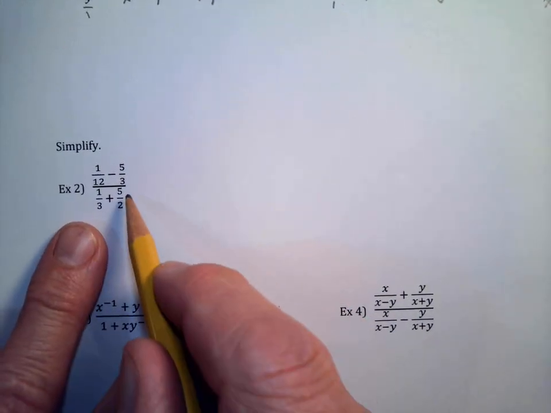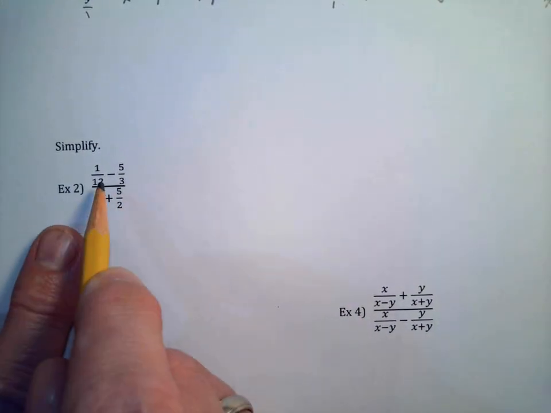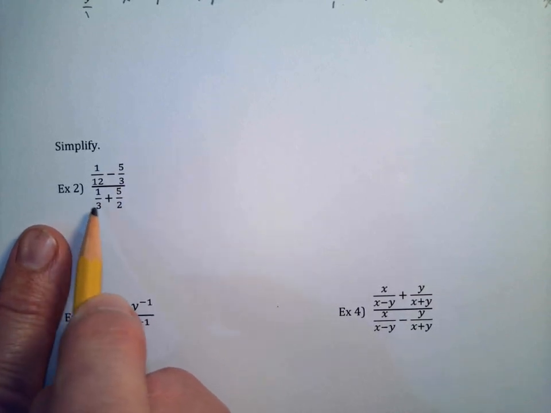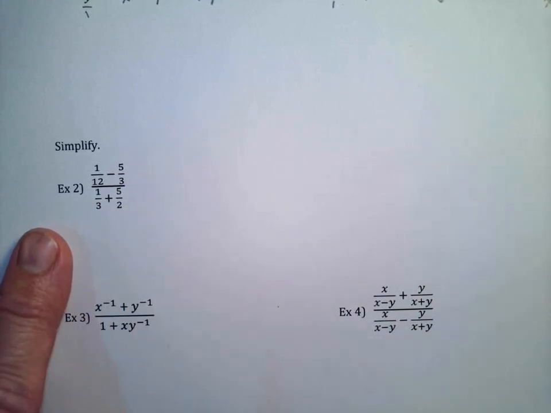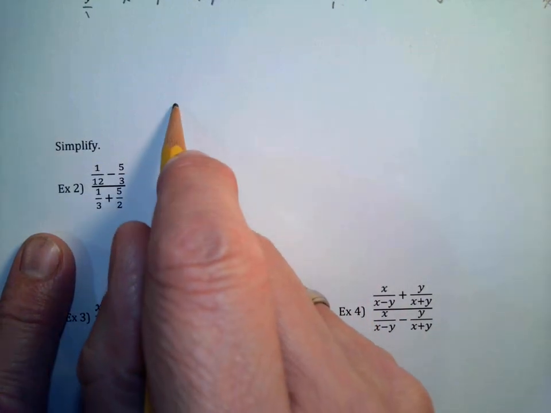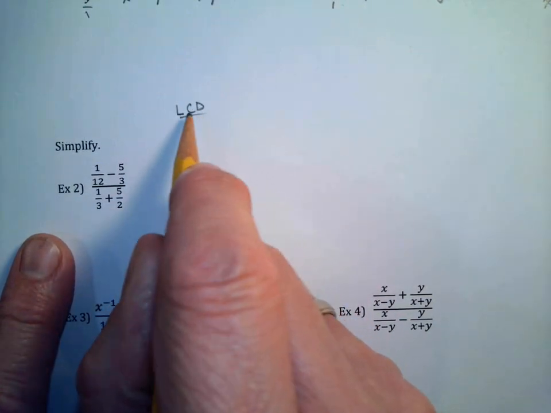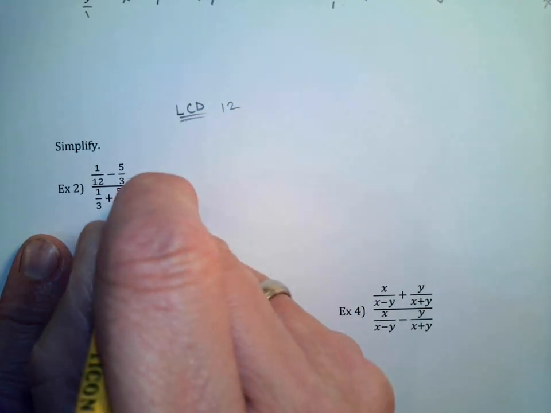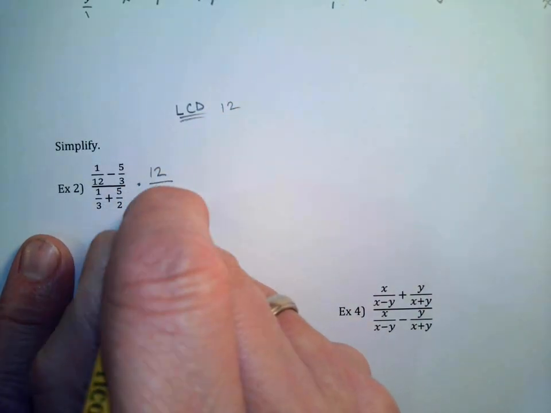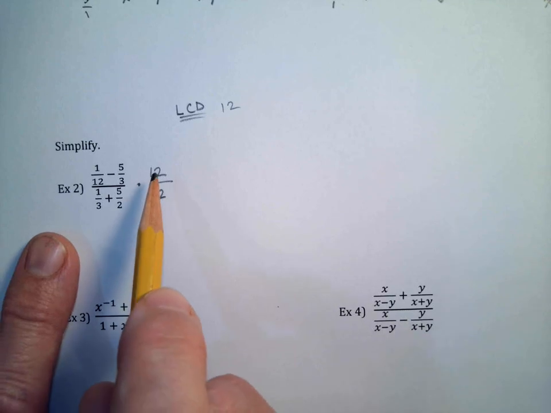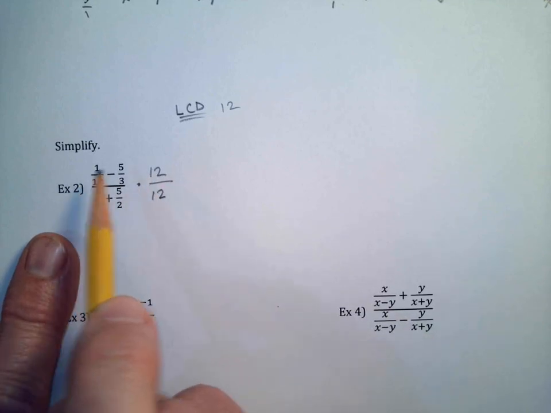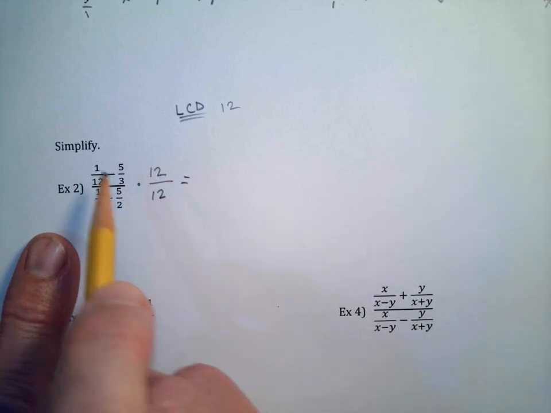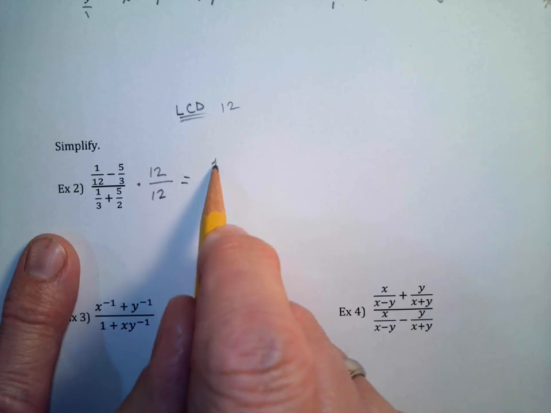So think about the LCD. Think about all the denominators. So 12 and 3 and 3 and 2. What is the LCD of those 4 denominators now? I think you'll see, if you think about it, the LCD is 12. So now what I'm going to do is multiply by 12 over 12. Remember, I'm distributing this 12 into both those fractions. All right. So 1 over 12 times 12, that's just 1.